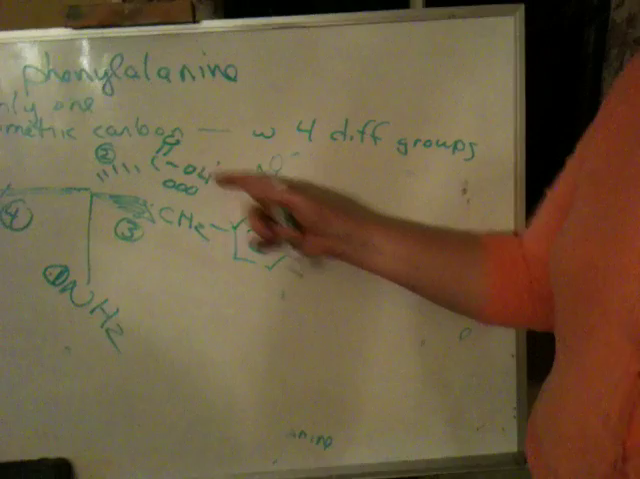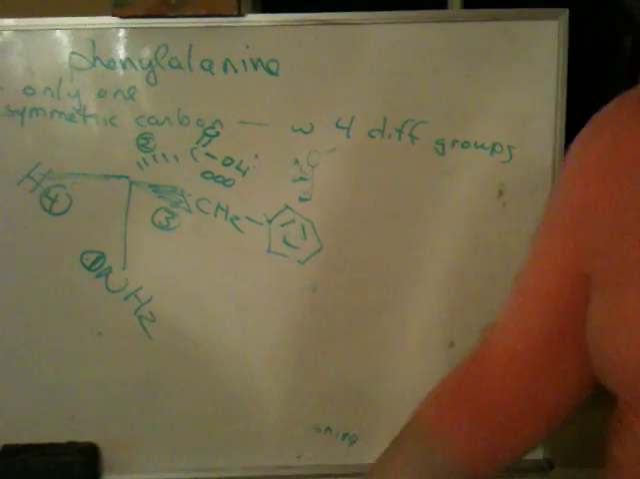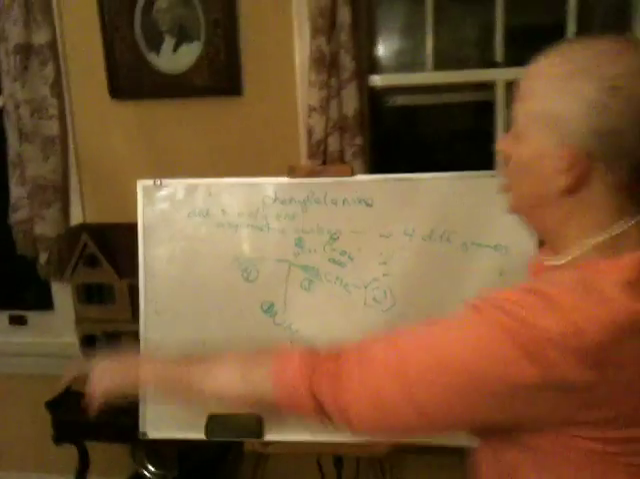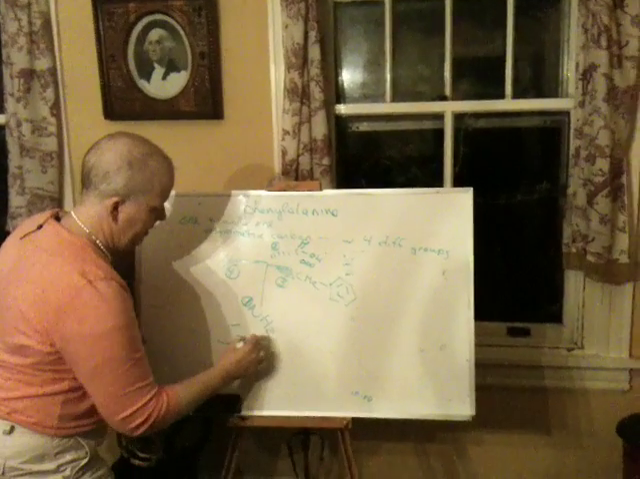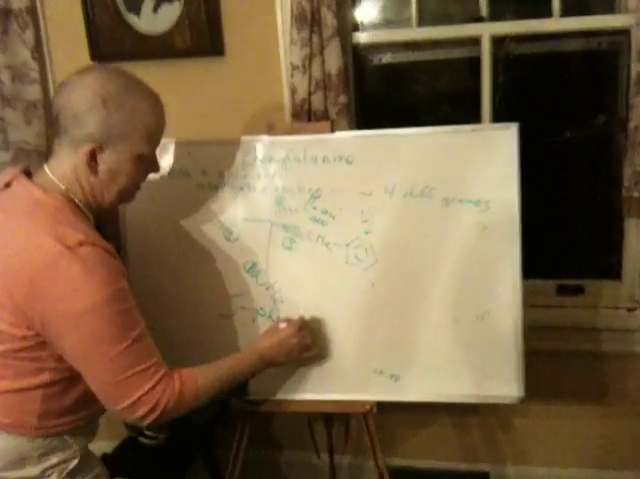So the thing is, if I was standing over here, number 1 would be down by my feet, number 2 would be back here, and number 3 would be over here. And when I trace the circle, it's S. So this is S phenylalanine.